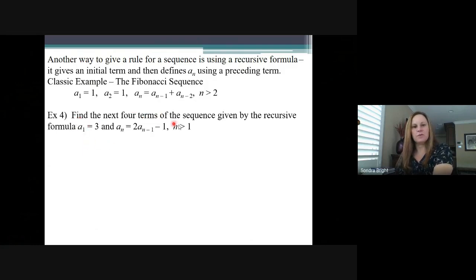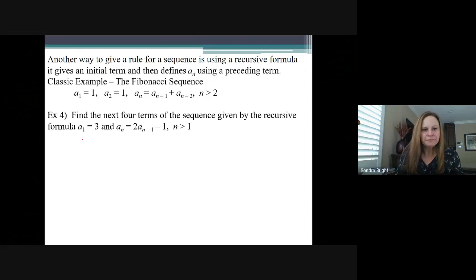All right, let's find the next 4 terms of the sequence given by this recursive formula, where the first term is 3, and then the nth term is found by taking 2 times the term right before it, minus 1, and this is for n greater than 1, because they only give you the first term. Okay. I just work it out. All right, so let's switch to a pen real quick, and let me show you how we work this out.